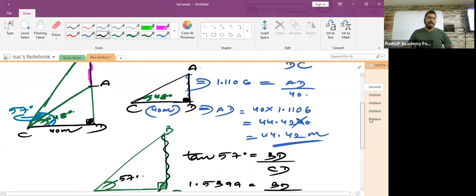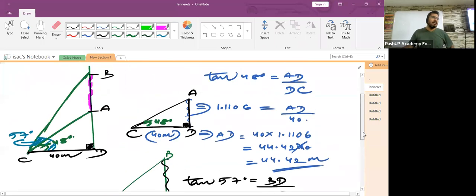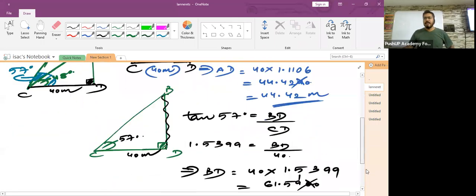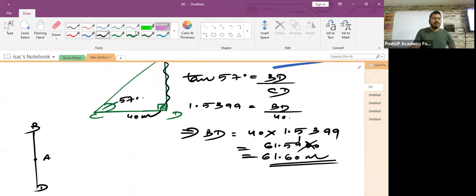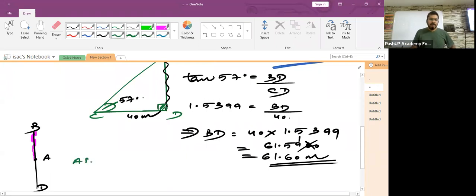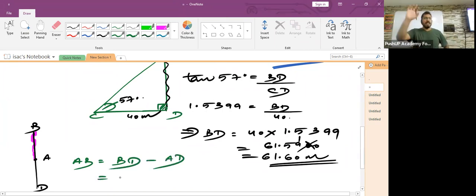So now we have to find what is the difference between the two climbers, isn't it? So children, I'll draw that diagram for you. This is your point B, this is your point A, and this is your point D. If you are asked to find the value of AB, don't you feel, children, AB will be equal to the whole of BD minus AD? Does that make sense? The whole of BD minus AD.